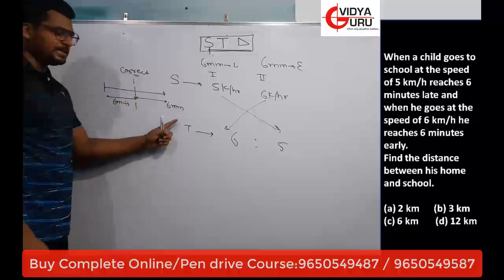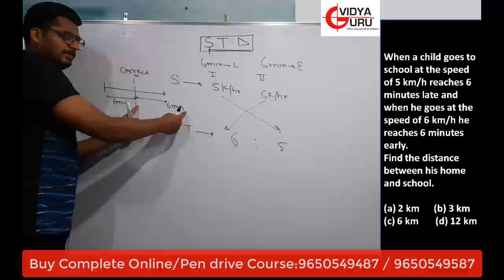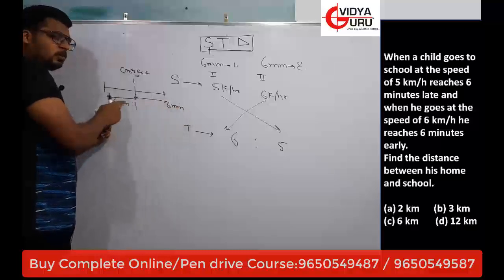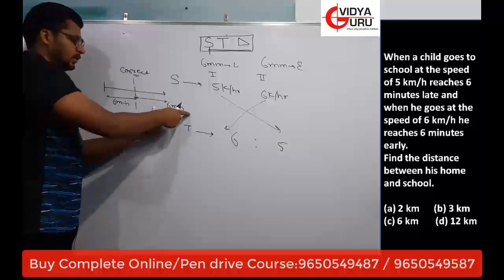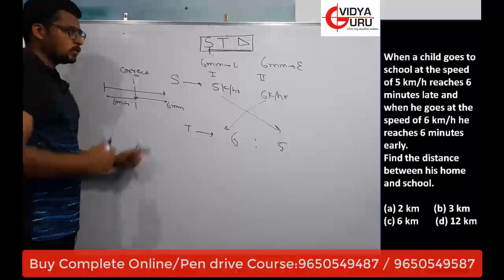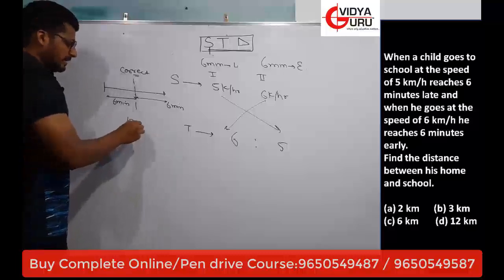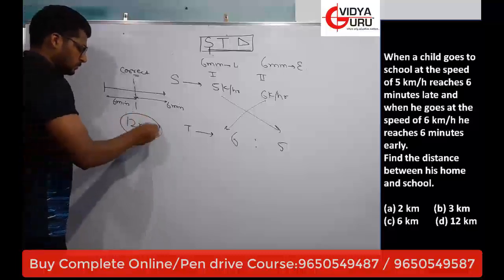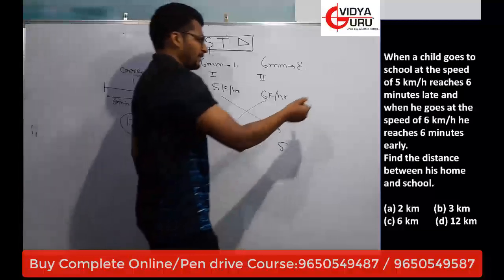So how much time did he save? First, he would have saved 6 minutes because he was late. Then he saved 6 minutes more because now he is 6 minutes early. First, he saved this 6 minutes and then he saved this 6 minutes. So what time is he saving? 12 minutes. So for this, we have made one concept.